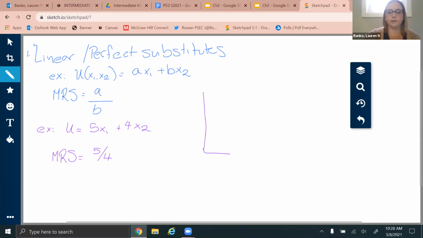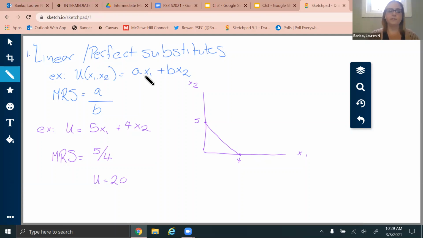And I'm going to draw this with u equals 20, just to give me a number. The line is just linear, just a straight line on the graph. So also when you see a straight line, you need to identify that that's linear and perfect substitutes.